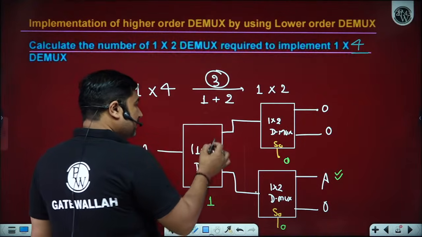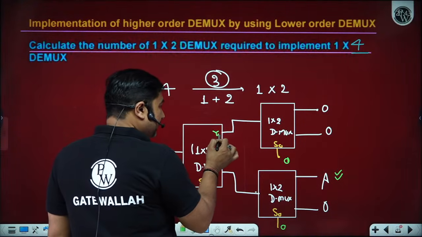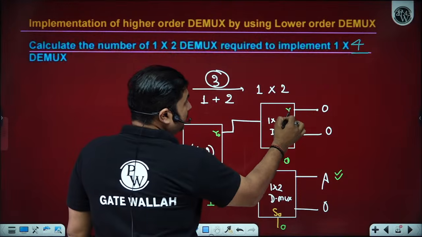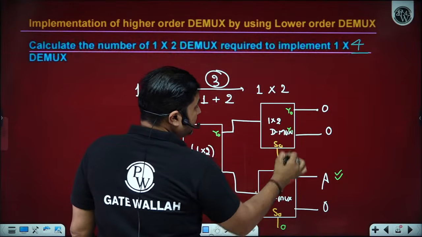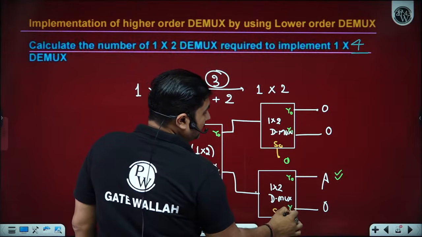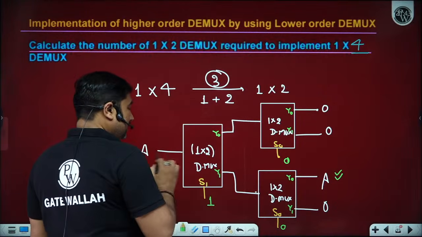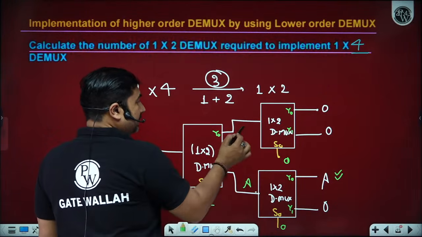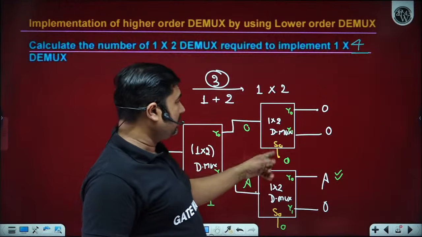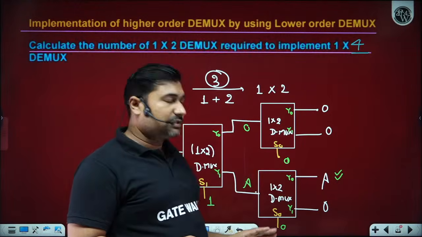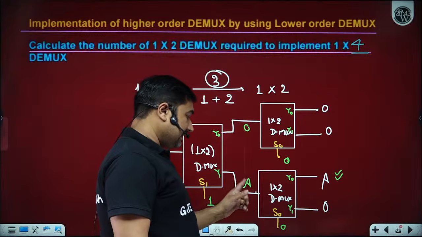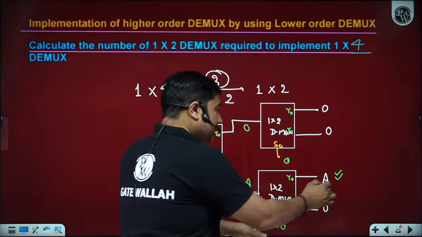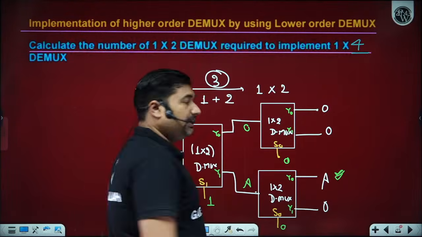Now please observe as well. Conventionally, top to bottom we have Y0, Y1. Now please observe, if this is 1, then A is transferred here and here we will get 0. If this is 0, irrespective of S0, both will become 0 only. However, if this is A, then for 0, information is transferred here and this will remain 0.